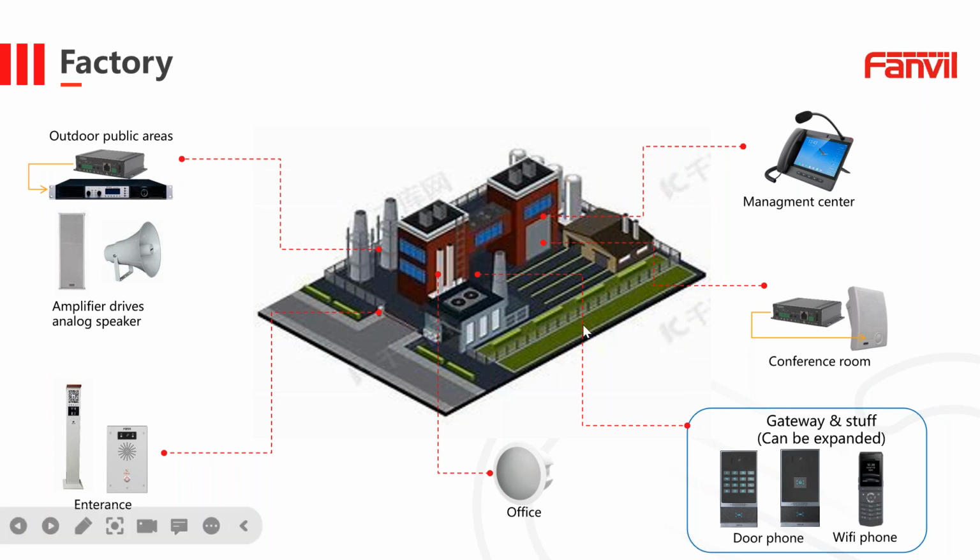And also, besides intercom and public address functions, the solution can be expanded. For example, you can install our door phone at the gateway, and the moving staff of the factory can prepare a Wi-Fi phone, so they can also communicate with each other. Very, very helpful.